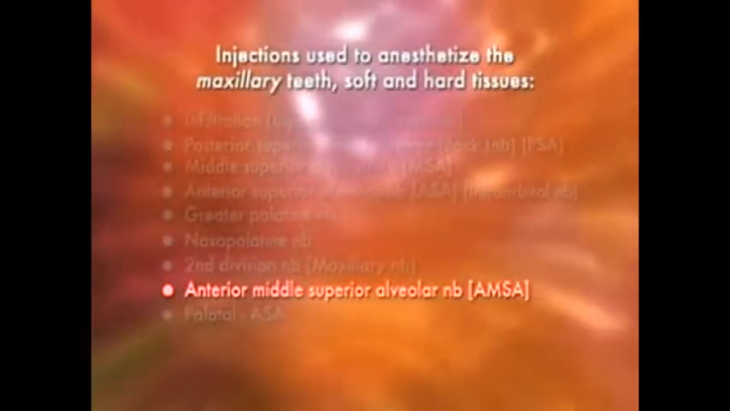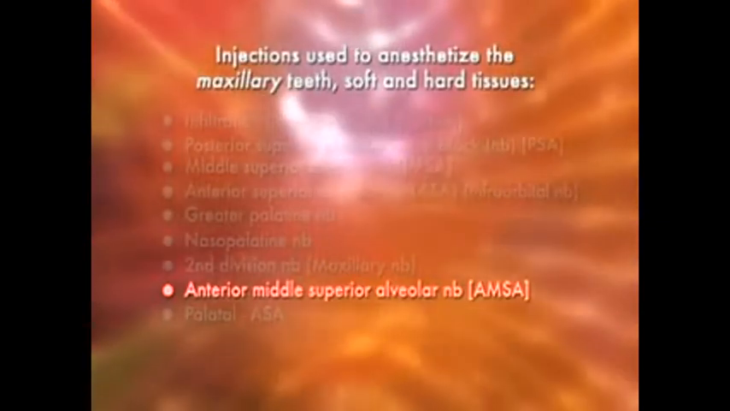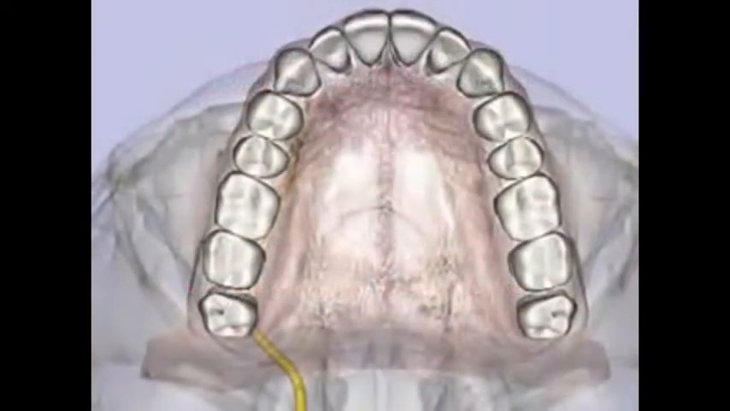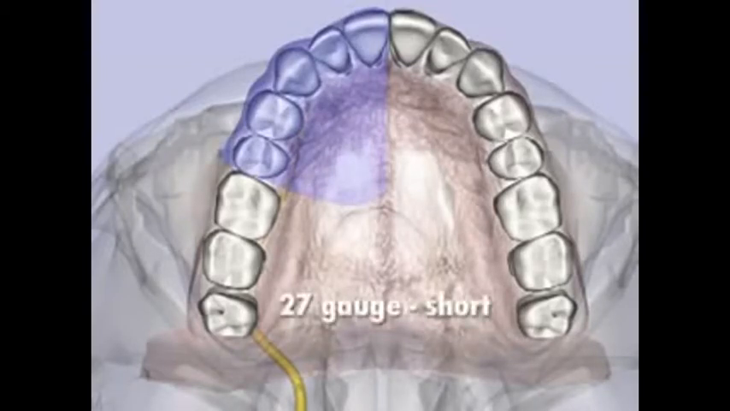The anterior middle superior alveolar nerve block provides pulpal anesthesia to the 5 maxillary anterior teeth, the incisors, canine, and premolars, the buccal soft tissue and bone, and the palatal soft tissue and bone overlying these same teeth. A 27 gauge short needle is recommended.